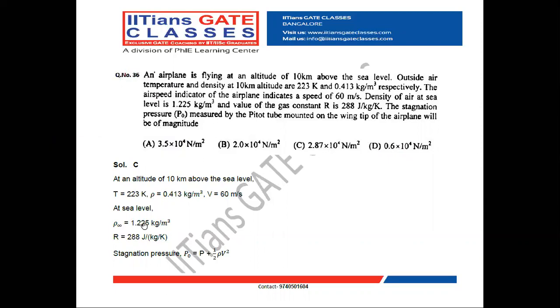Okay, stagnation pressure can be written as P naught equal to P plus half rho V square, where P is the static pressure and half rho V square is the dynamic pressure. Static pressure plus dynamic pressure is nothing but your stagnation pressure.